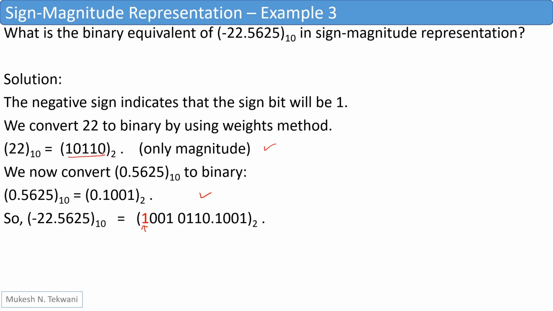So if we start from the least significant bit here, 10110, and these two bits are padded to this. So this has been padded with leading zeros, and therefore we have 1001 0110, followed by the binary point, and then we have 1001. So this becomes the equivalent value for the negative number.